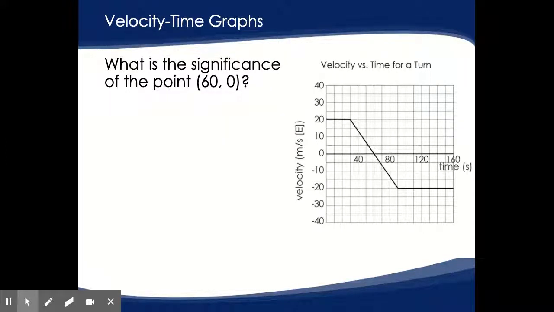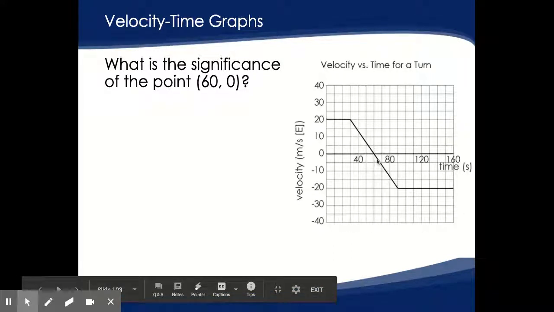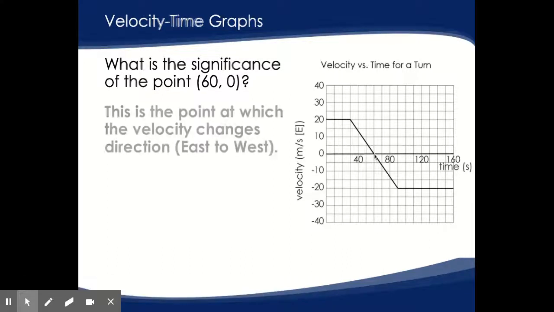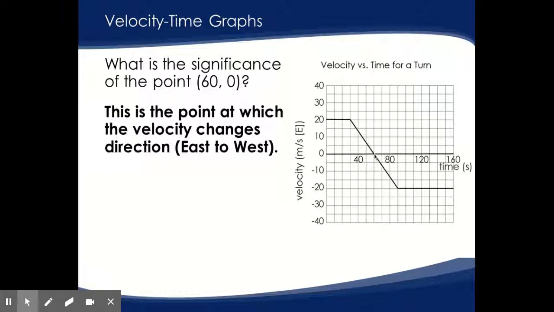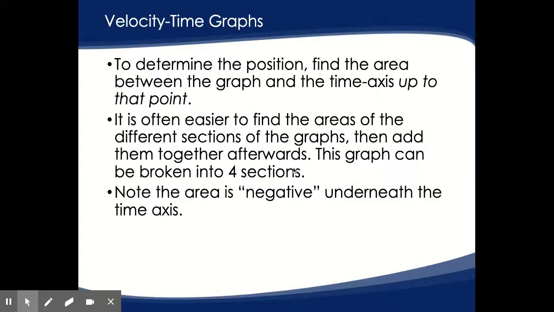Okay, so what would be the significance of the point at 60 and 0? At 60 seconds the velocity is 0, it means that you have stopped and you're turning around. Since this goes down and then crosses the x-axis, that's the point where you're turning around.